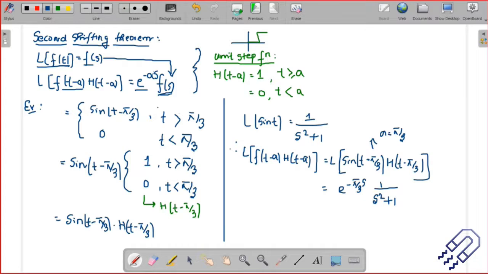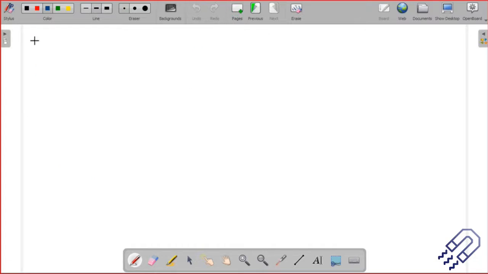Let me take one more problem, and if you understood your second shifting theorem, you should be able to do it. So this is e to the power t minus a. That's the function. And this is 0, for t greater than a and t less than a. This is your task. Do this because I think this is one of the simpler ones.